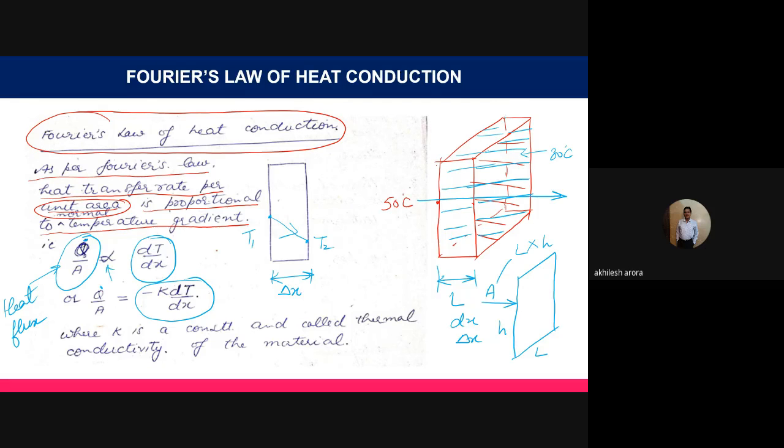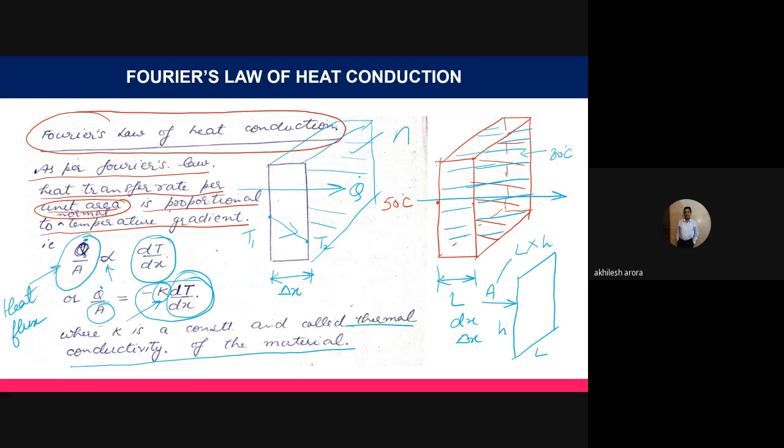When I remove this proportionality sign, I introduce a constant here, represented by k, and this k is called thermal conductivity of the material. dT by dx is the temperature gradient in the solid body, and this area A is normal to the surface through which the heat transfer is taking place. So heat is flowing in this direction, and the area is this one. So basically I can say that Q dot is equal to minus kA dT by dx.